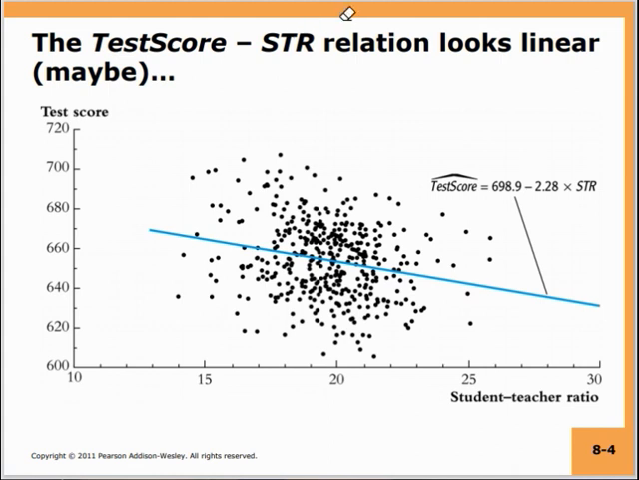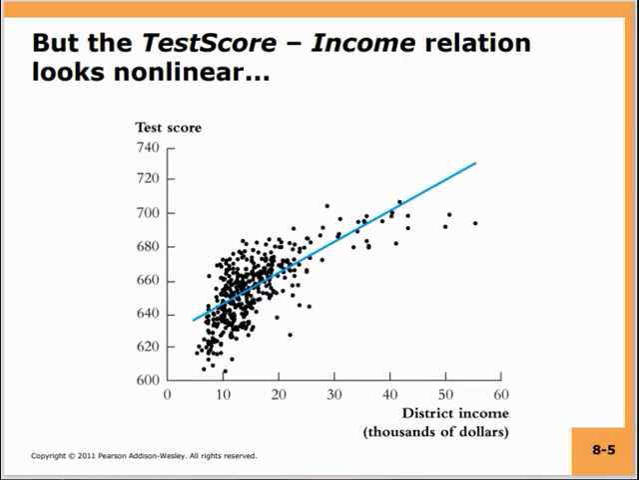So the TestScore STR relation looks linear. Okay, it looks sort of linear. If you fit a straight line through this, it sort of approximately goes through the middle of the cloud of points. Okay, but let us look at the TestScore income relationship. So over here, on the x-axis we have the district income. In the previous case, on the x-axis we had the student-teacher ratio. In this case we have the district income, and we have TestScore on our y-axis.